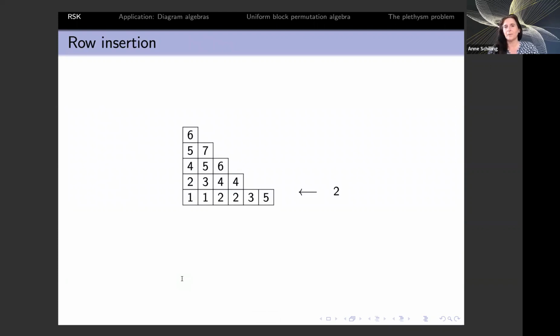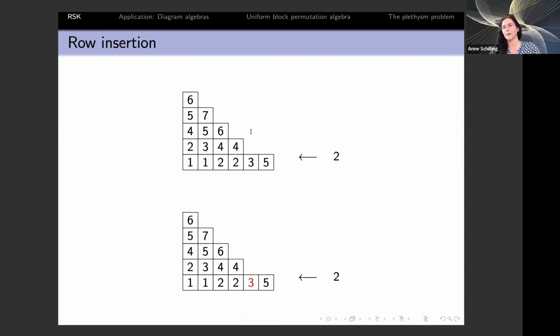So now I want to briefly review how to do row insertion, because the RSK algorithm relies on row insertion. So suppose you already have a semi-standard Young tableau of a given shape, and here I use French notation. I have a shape, and I want the letters in each row to be weakly increasing and the letters in each column to be strictly increasing. So suppose I want to insert the number 2, then I look at my bottom row and I look at the smallest number that's strictly greater than 2. In this case, it's a 3.